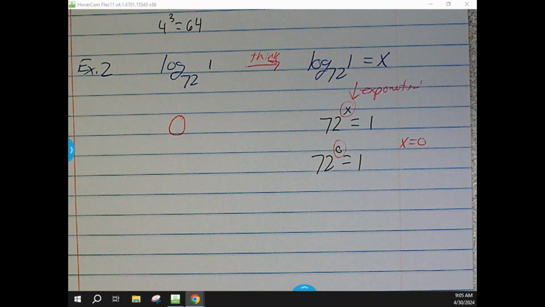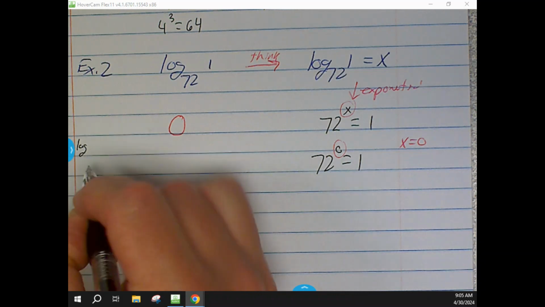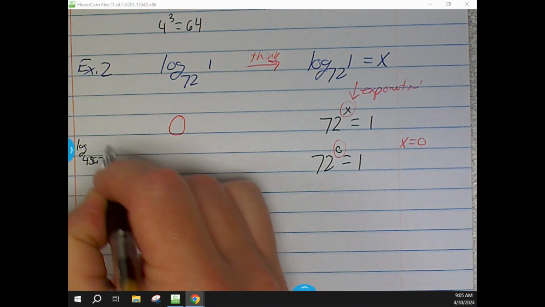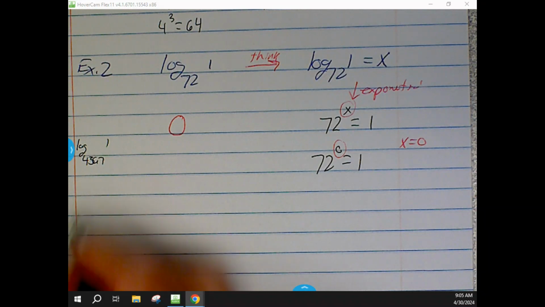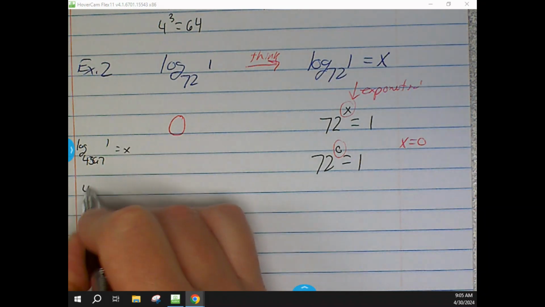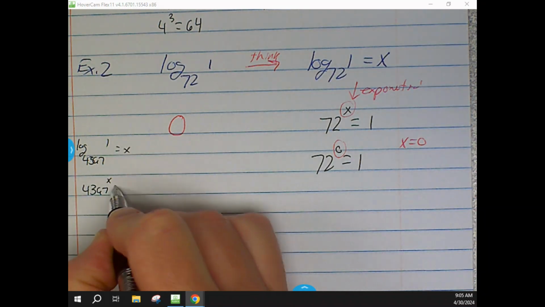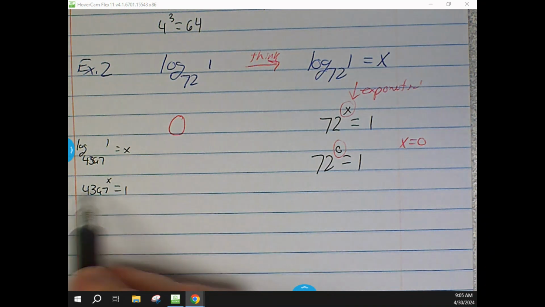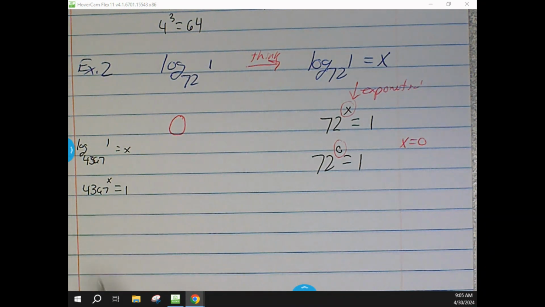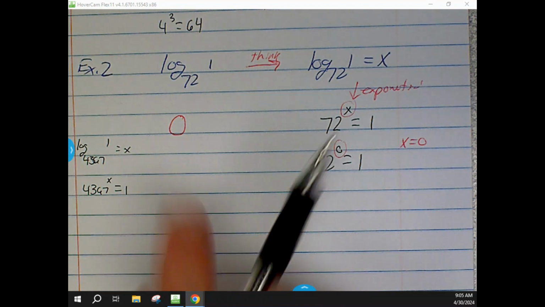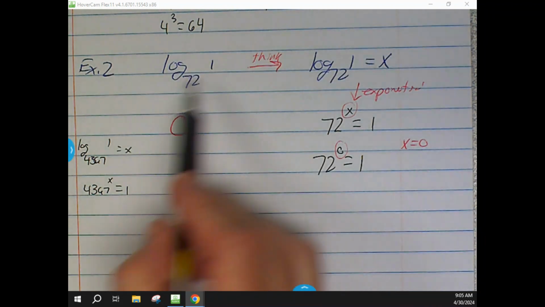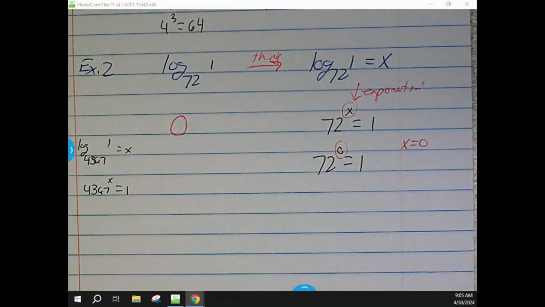What? Because no matter what you do, if it was log of 4,367 to the first power, it's still, if you think about that equal to x, it's still that number to the x power equals 1. Well, the only way to get 1 is it's always got to be to the 0 power. So no matter what the base is, this thing will always be 0. Whether it's 72, 4,367, whether it's 7 or 2 or whatever, if you've got log of 1, it's always going to be 0. So it doesn't matter what the base is.